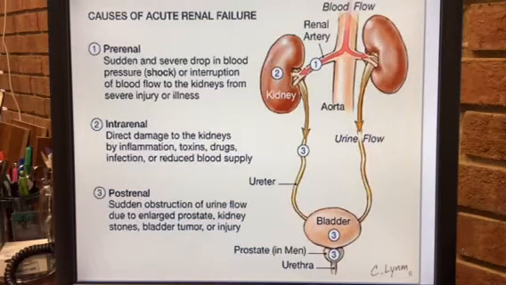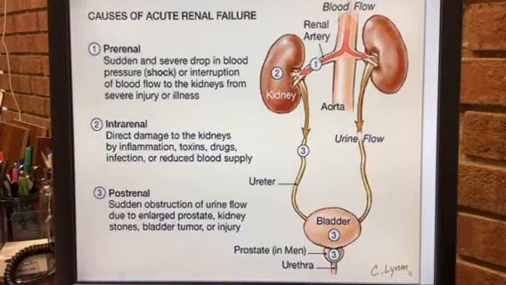If we consider causes of acute renal failure, and by the way, this picture is on the blackboard if you need to look at it again. You also have it in a smaller version. I don't necessarily think you need to print this. Causes of acute renal failure. Pre-renal. Now notice here, this picture uses the older terminology. So pre-renal, a sudden and severe drop in blood pressure or an interruption of blood flow to the kidneys from a severe illness or injury.